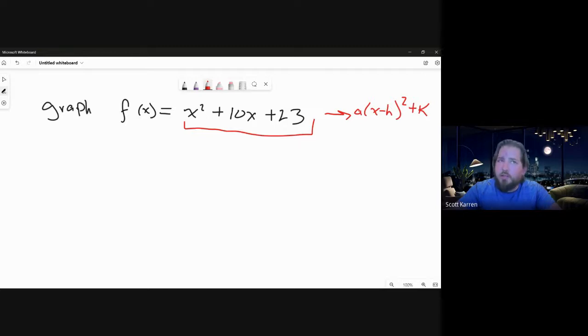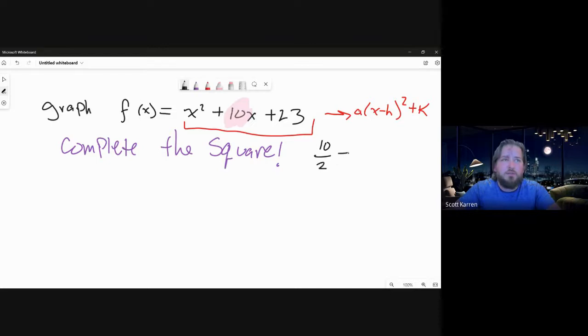You may not like the answer based on having had to do this the other day in class, but we're going to have to complete the square, right? So I'm going to do that. But again, it's not a hard process. I'm going to start with that middle number, 10, and I'm going to divide it by 2, and that's 5, right? I'm going to keep this in mind because I'm going to come back to it.